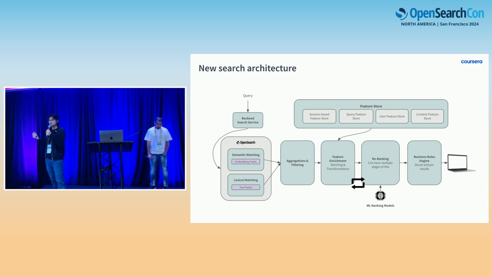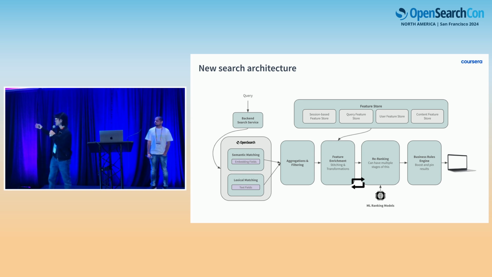But we also decided to keep the lexical matching part of our search, just because the types of searches that people on Coursera are doing are still very, very keyword based. So we still want to support that with our lexical matching. So we combine those results together with hybrid search. I'm going to talk a little bit more about how we're doing hybrid search later, but the next part is that we go into aggregations and filtering.